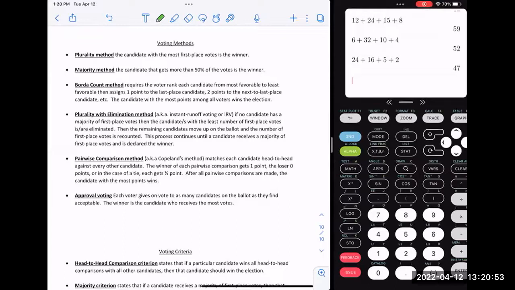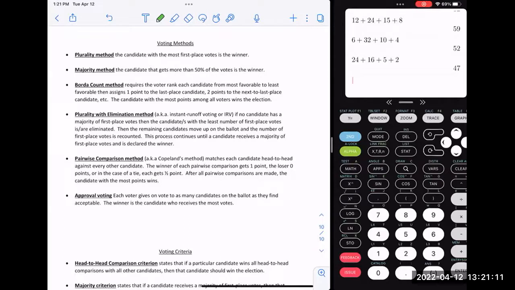So this is plurality with elimination. This is sometimes called IRV, or instant runoff voting. It says if no candidate has a majority of first place votes, then the candidate with the least number of first place votes is eliminated. And then the remaining candidates move up on the ballots.